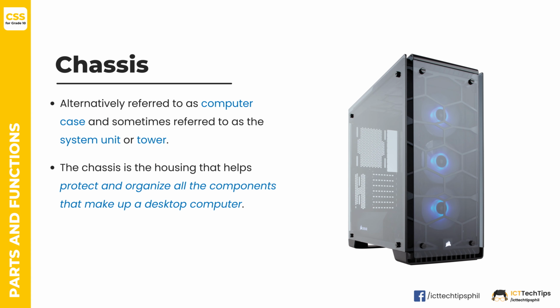Number 4. Chassis. Alternatively referred to as computer case, and sometimes referred to as the system unit or tower. The chassis is the housing that helps protect and organize all the components that make up a desktop computer.